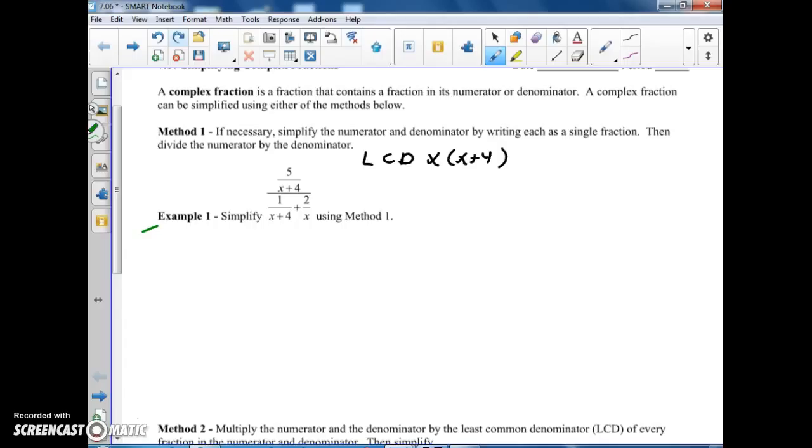All right, now look at the fraction on the bottom left. What would you multiply that by? X over X. It's going to be X over X. You're going to multiply this one on the left by X over X. That's correct.